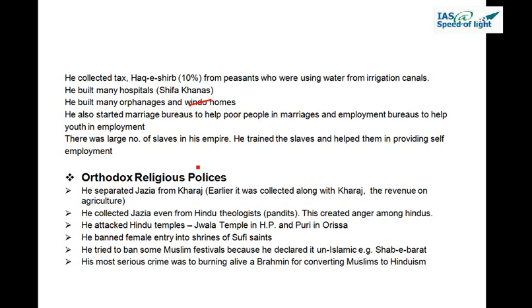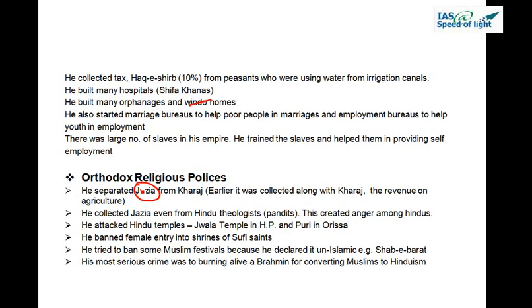Though he is known as the welfare king in medieval history, he followed really orthodox religious policies. Initially the kharaj, the whole tax, consisted of jizya. Jizya we have, I think, already discussed. Jizya is a tax which is collected from the non-Muslims. But originally the meaning of jizya was different.